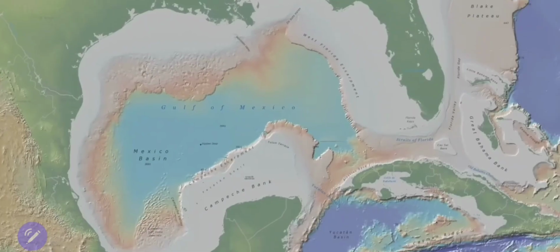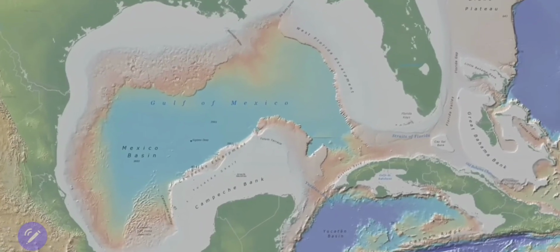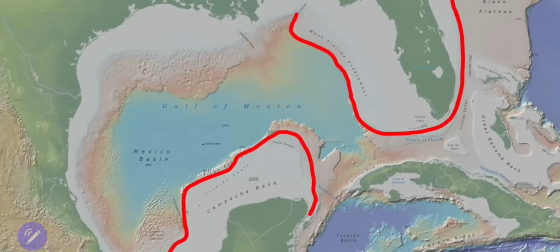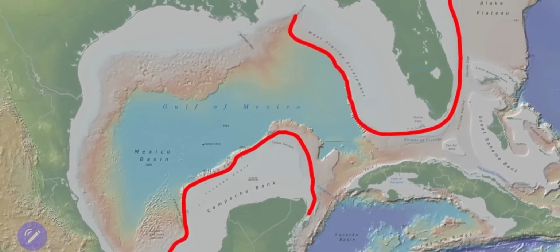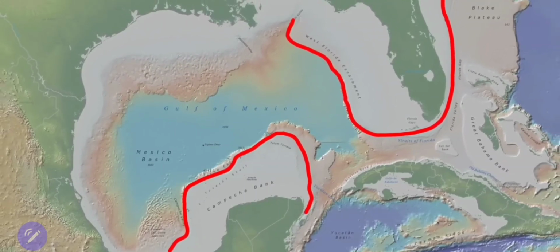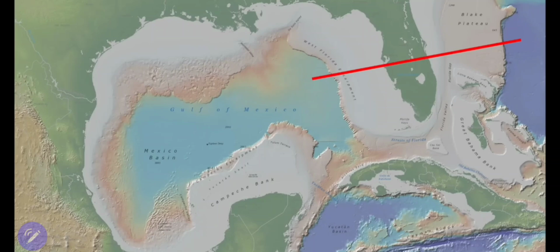I think this map could be of help. It seems that both Florida and the Yucatan have some similar features. They both have adjacent large platforms made of limestone. Could it be that they developed in the very same manner? Yes. I think a cross-section along this red line would be helpful. Let's do it on the whiteboard.